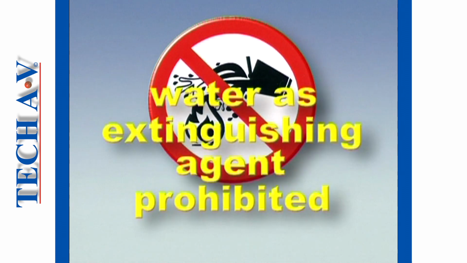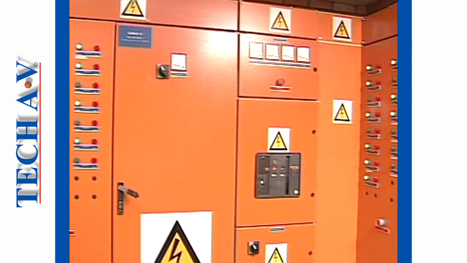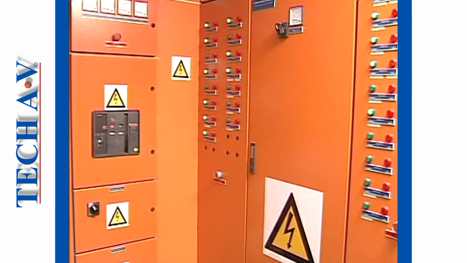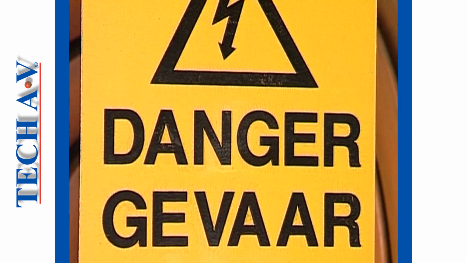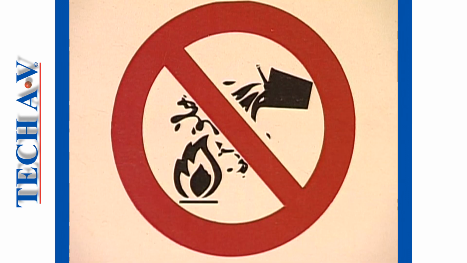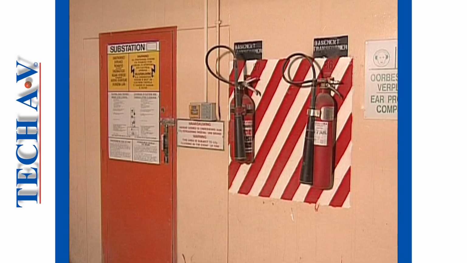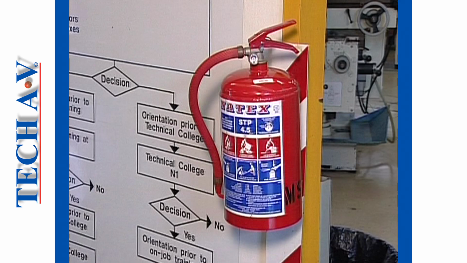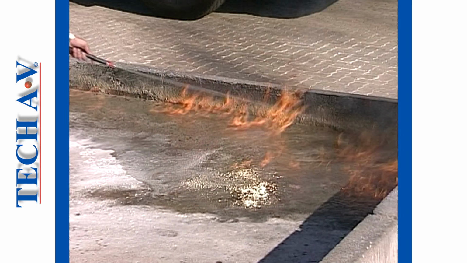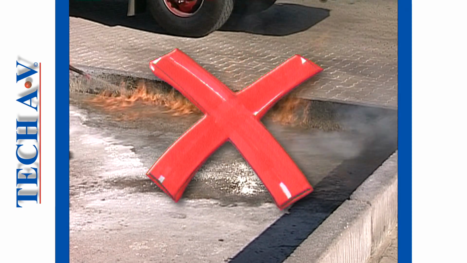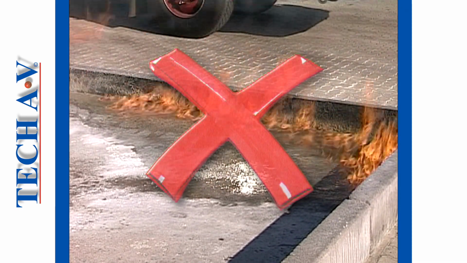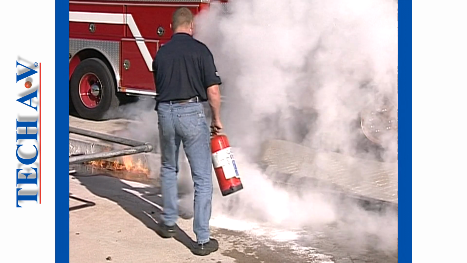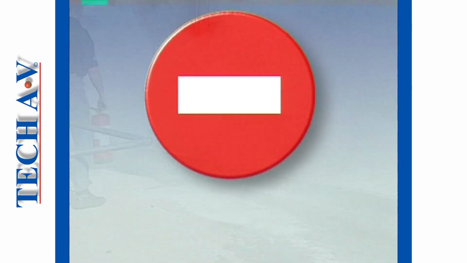The water as extinguishing agent prohibited sign. Water should not be used on fires where electricity is present, as you could electrocute yourself. This sign indicates that you should not use water as an extinguishing agent. CO2 and dry powder portable fire extinguishers can safely be used on electrical fires. Water should not be used on liquid fires as it will not extinguish the fire but spread it. Dry powder is a good extinguishing agent for liquid fires.